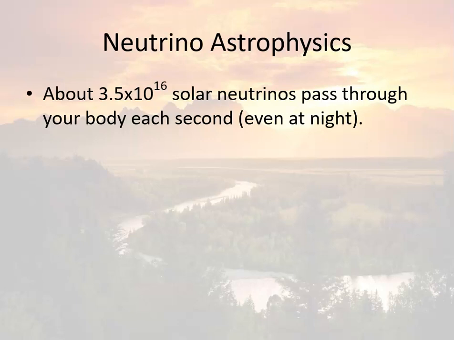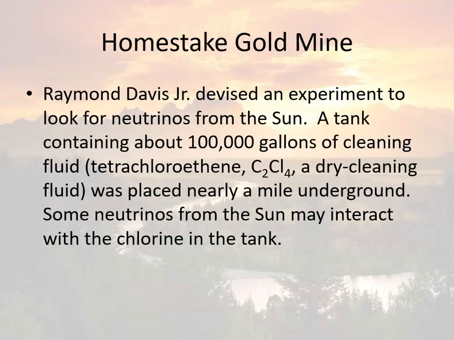Now, in any case, based on the rate at which neutrinos are being produced in the proton-proton chain, you expect that about 35 quadrillion solar neutrinos are passing through your body every single second, and this happens even at night. So they don't really do anything to you, because they just pass right through. Again, they don't interact with the electromagnetic force. They only interact with the weak nuclear force. So they just zip right through you.